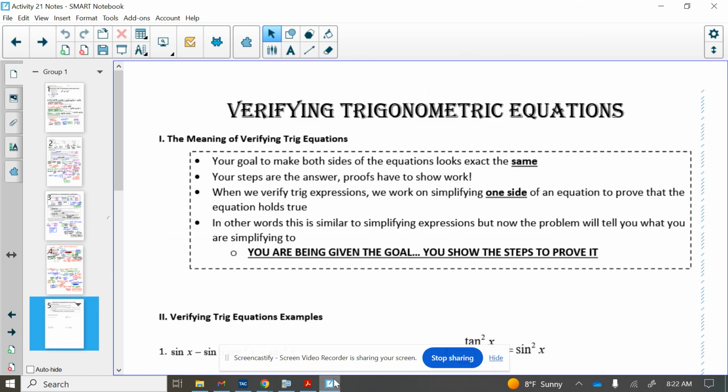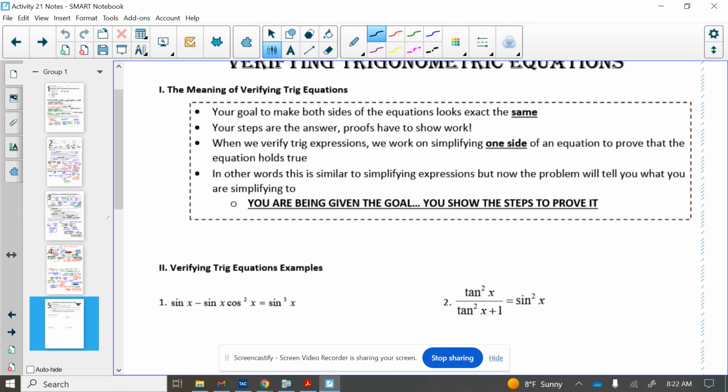Now with our trig expressions, our goal when we verify is essentially the same process that we have done, however they are giving us the answer. We are trying to make one side turn into the other side. The steps are the answer. You're basically showing your work to answer the question.